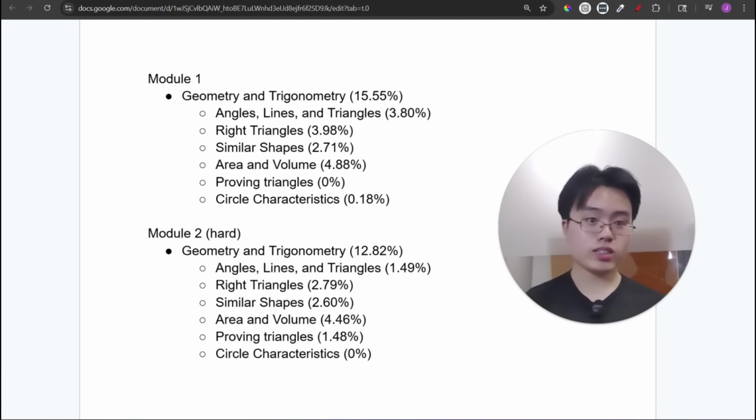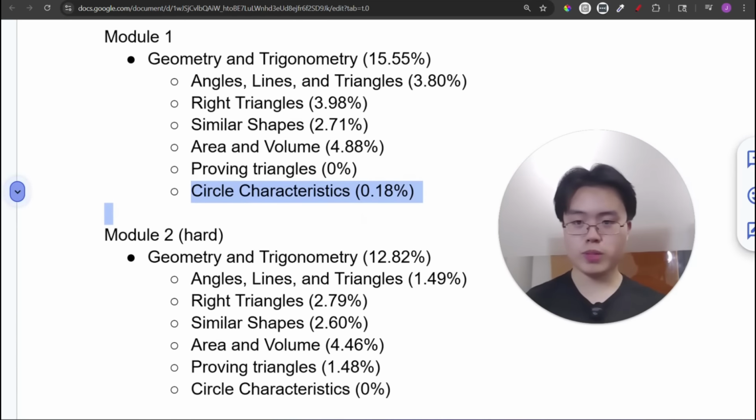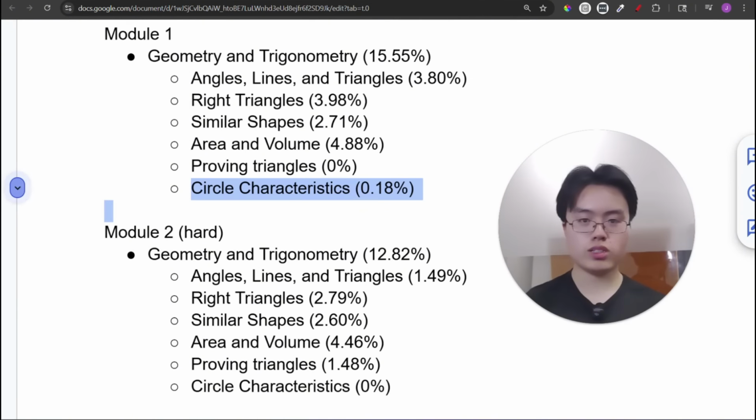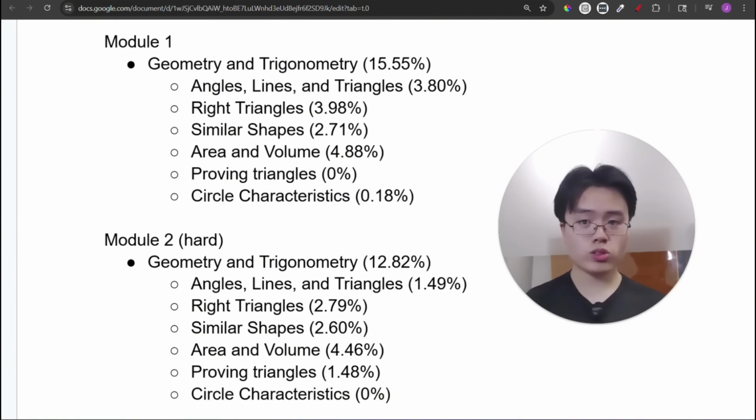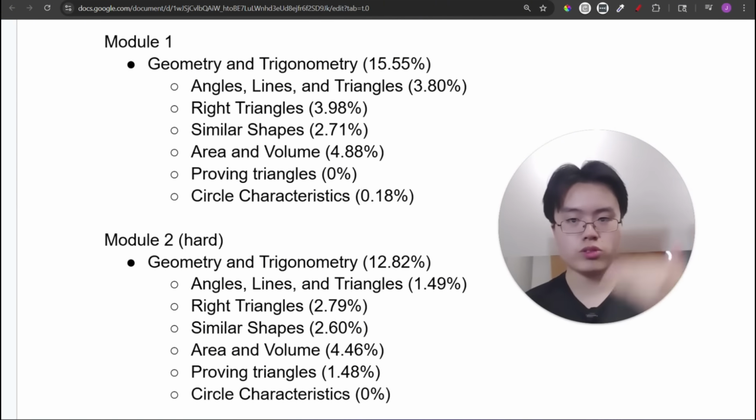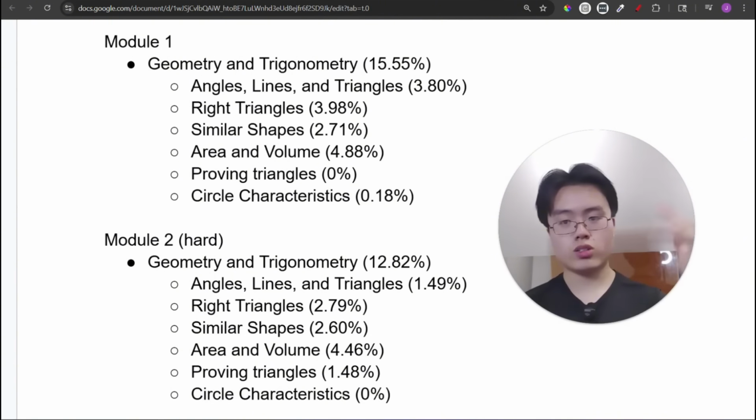Last and definitely the least is circle characteristics questions. These pretty much never appear at all for some reason. They used to appear a ton on the paper SAT. I don't know why. On the digital SAT, they pretty much never appear now. But there are a lot of circle characteristics questions, at least what I like to call circle characteristics questions, in the question bank by College Board.